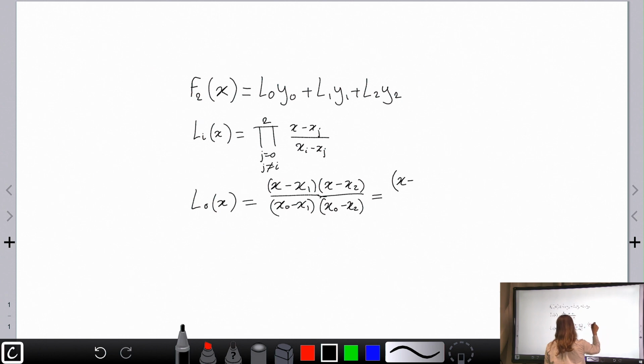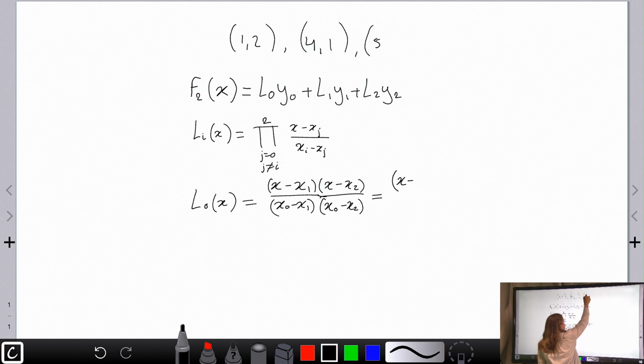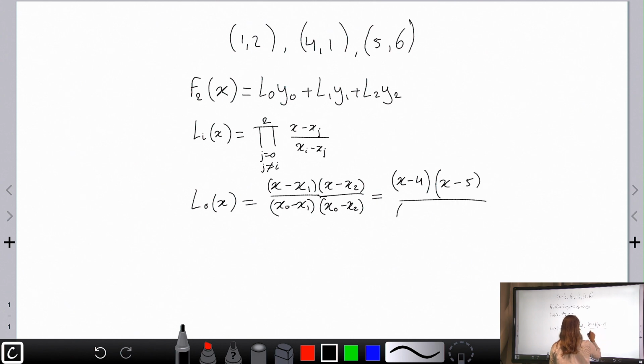So, let me write the data points up here as well. We have these 3 data points, 4 and 1, and 5 and 6. Then x1 is going to be 4, x2 is going to be 5, and x0 is going to be 1.